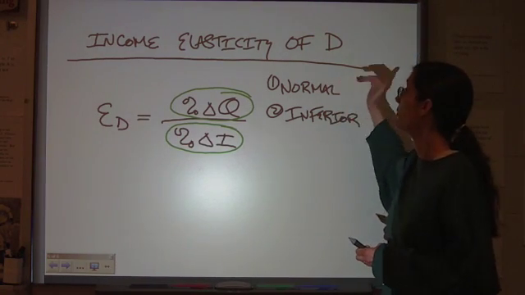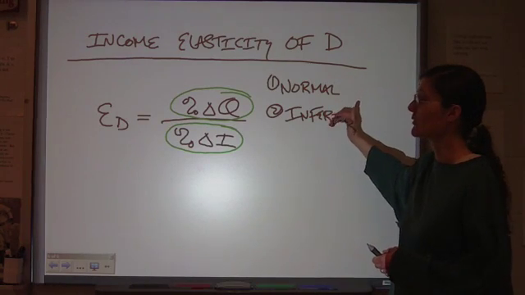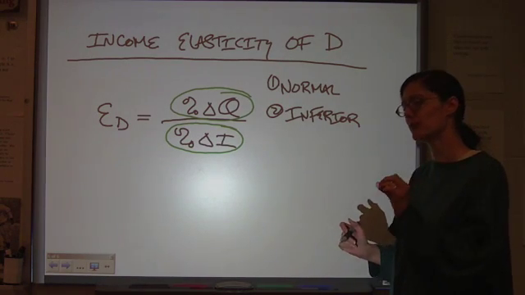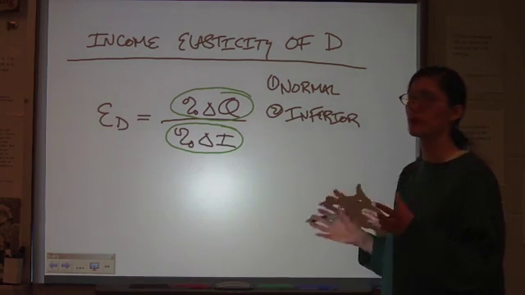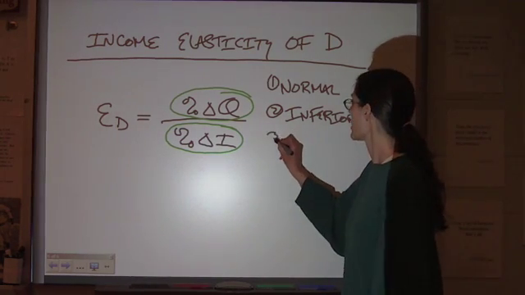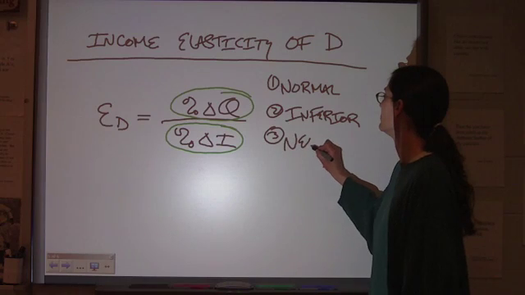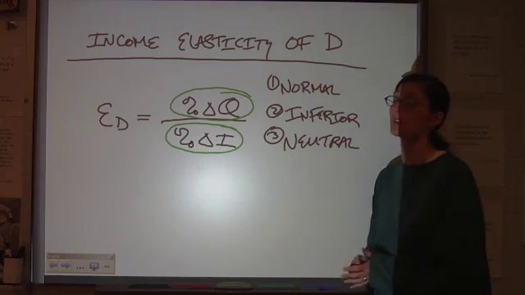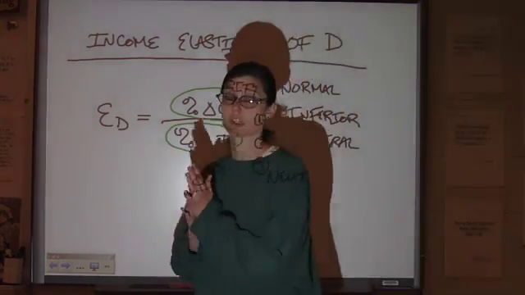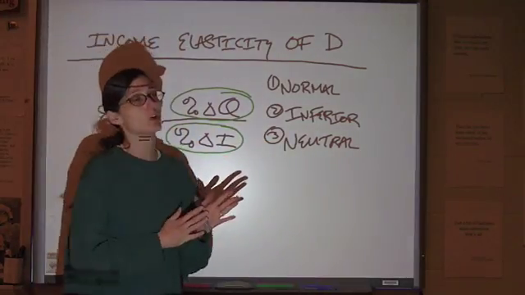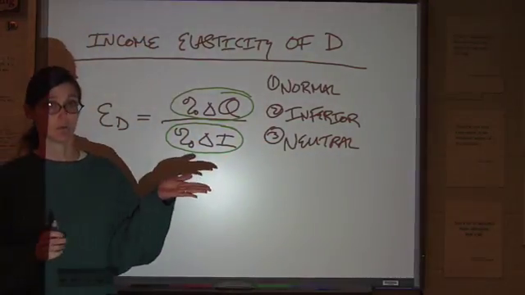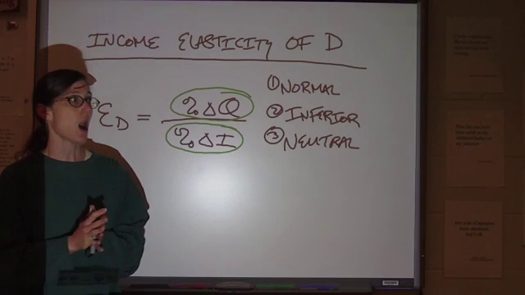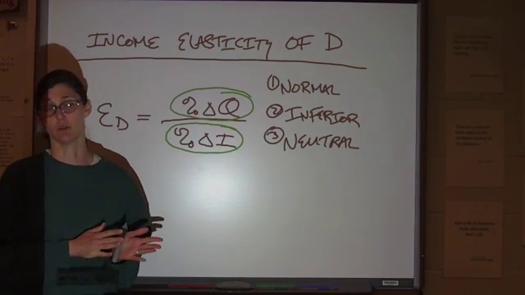So normal, when you have more money, you buy more of it. Inferior, you have more money, you buy less. And there may be, for individual consumers, 1 or 2 products that are what we would call neutral. And I don't even remember if this is in your textbook or not, because it's so few products that a lot of books just kind of leave this one out. A neutral good would be one for which, even when you have more money, you're still spending the same amount on it. Very rare. Things like toothpaste, for example.